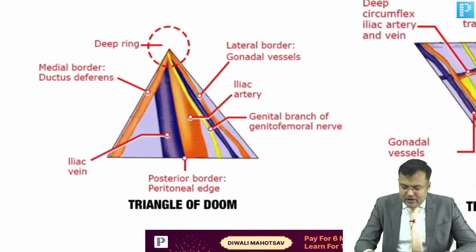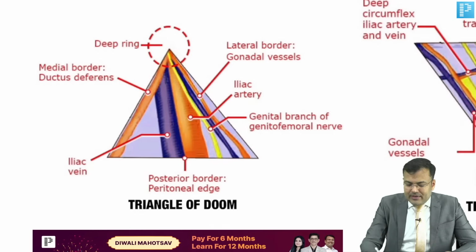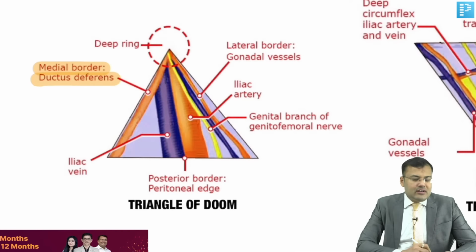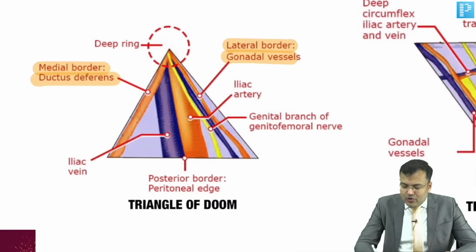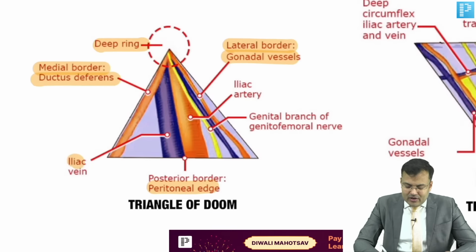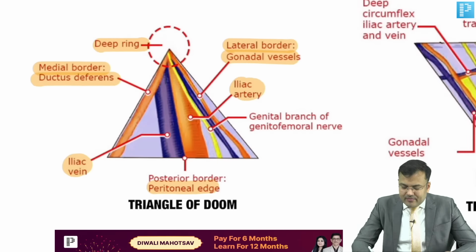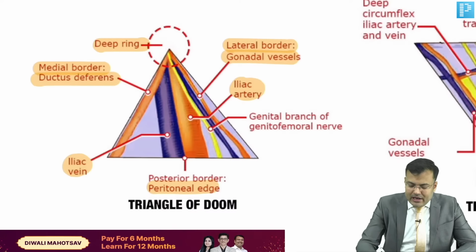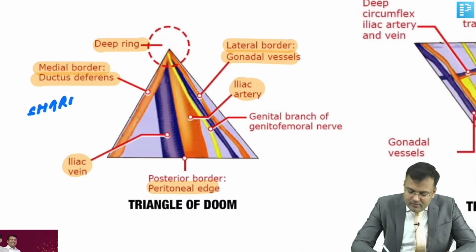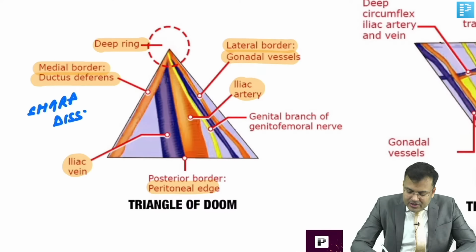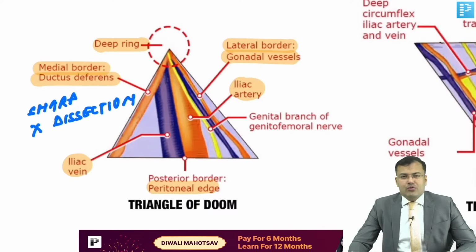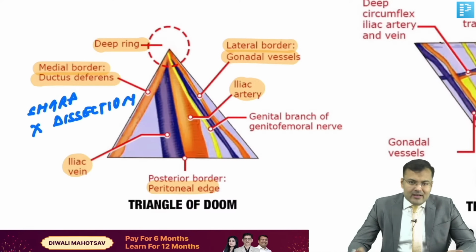See, what is the triangle of doom first? Can you tell me what are the medial boundaries, guys? Medially, there is the vas deferens or ductus deferens. Laterally, gonadal vessels, apex, deep ring, and base, peritoneal edge, content, iliac vein and artery. So, in this particular region, the triangle of doom, sharp dissection should not be done. Why? Because it is going to cause injury of iliac vessels.